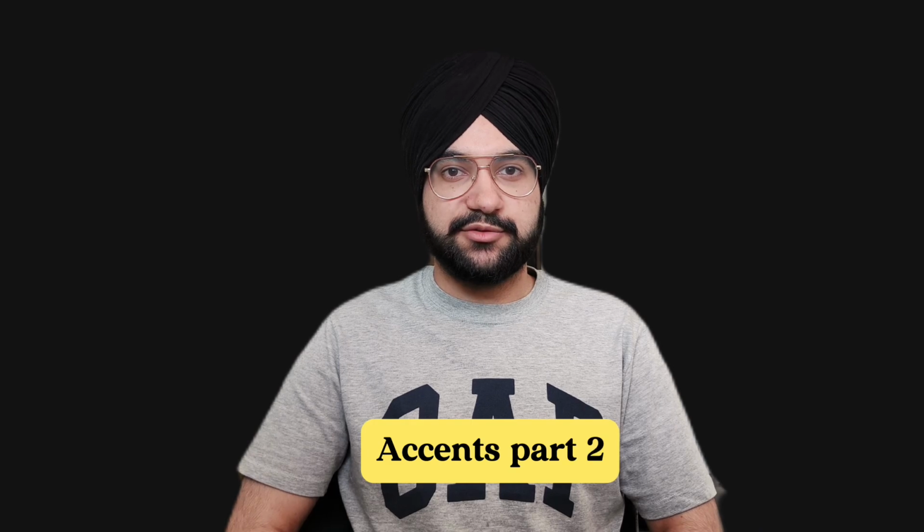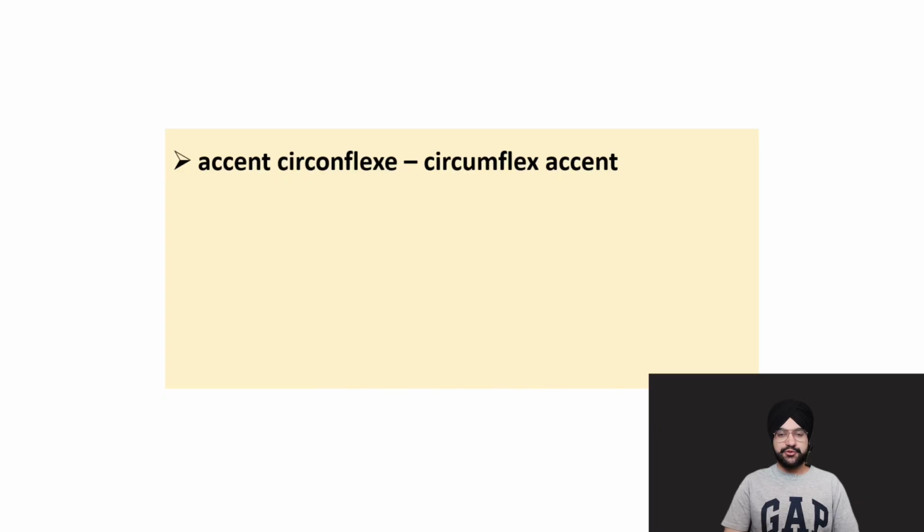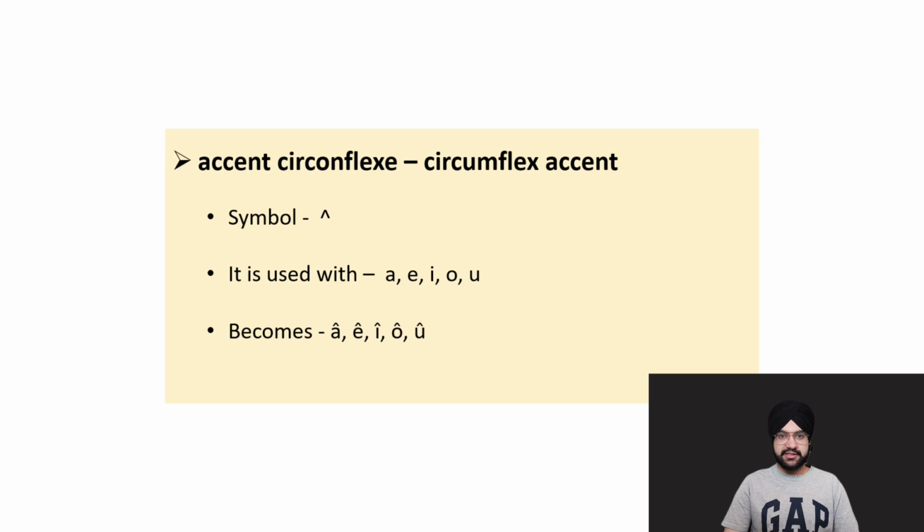In today's video, we are going to talk about the three remaining accents in French. Let's look at the first one. The first one is accent circonflexe, or in English we say circumflex. The symbol for this accent is the caret sign, and it looks like this. It is used with five vowels: A, E, I, O, and U. Or in French we say A, E, I, O, U. After using the accent, they look like this.